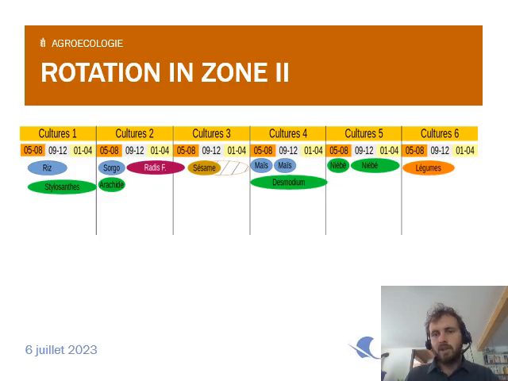And here's the rotation that we plan in the zones. In the first year we have rice with Stylosanthes. In the next year we have sorghum with ground bean. Then we have radish as a biofumigation. Then the next year we have sesame in order to have 1 year with no cereal and no legume.